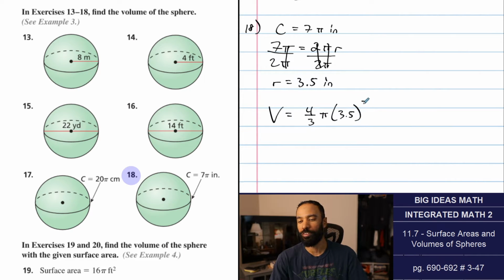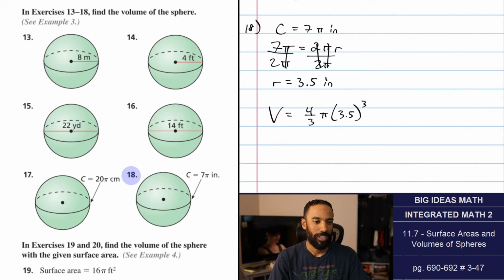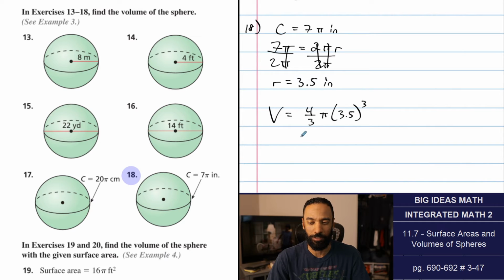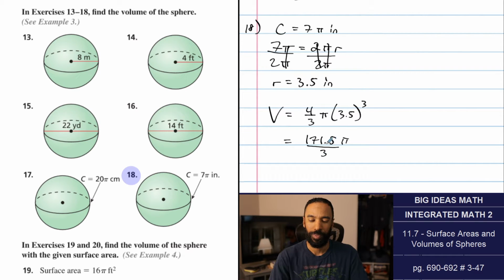Oh, I don't know 3.5 cubed. I know 3.5 squared. Never mind. I don't actually know how clean or not clean this will look. 3.5 cubed is a little less clean, and when I multiply it by 4, it's 42.85. When I multiply it by 4, I get 171.5. Not too shabby. So 171.5 pi divided by 3. So this number will be a little more than 171.5.